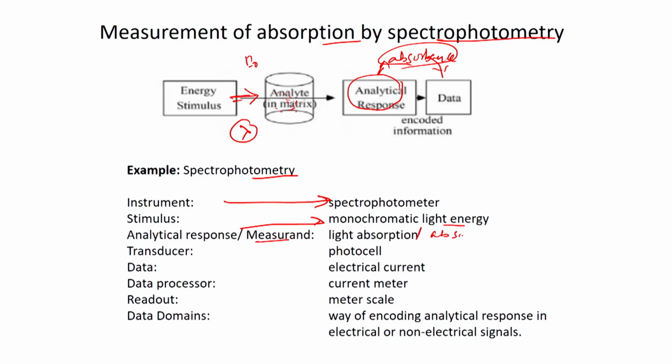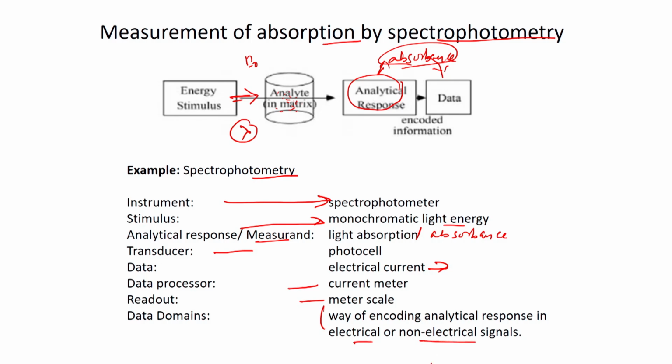And then how do we report this value? We report this value as absorbance. There is a transducer, then data is usually represented in terms of electrical current. You have a data processor, a current meter, the reading is on a meter scale, and then the data domain, the way of encoding the analytical response, is an electrical or non-electrical signal.